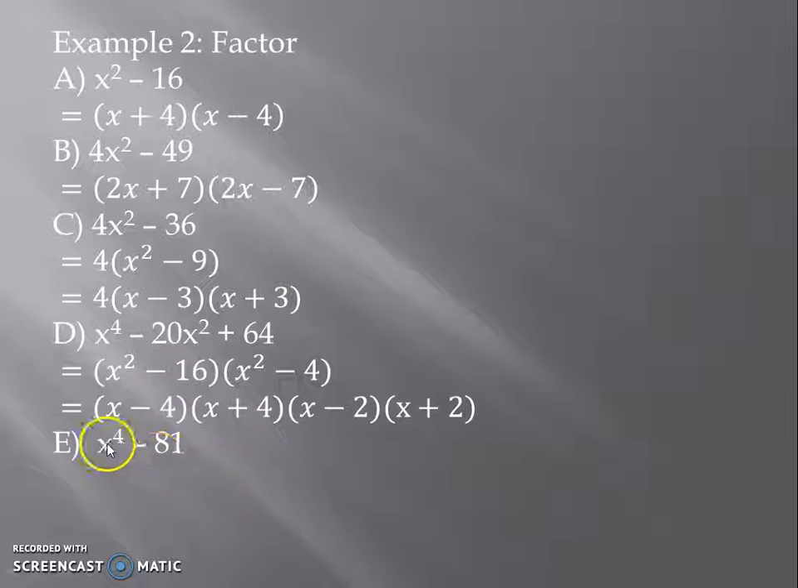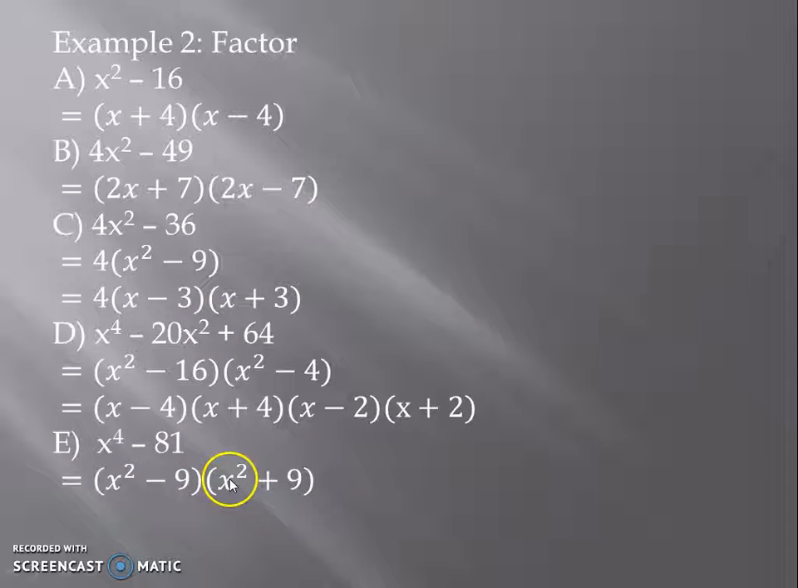We can easily see that again, the numbers that make 81 are 9 times 9, but since it's a negative, it's 9 times negative 9. So it should be x squared, because this is x to the exponent 4, so it's x squared, negative 9 times x squared positive 9. But this can go even lower since they are perfect squares. So it would just be x minus 3 times x plus 3 to make the first set of brackets.